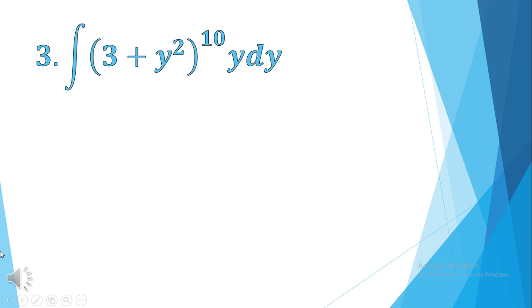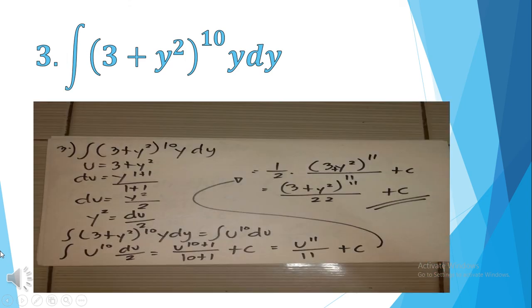Number 3. Integral of quantity 3 plus y squared to the power of 10 times y dy. First, we need to identify the u and the du. So our u is equal to 3 plus y squared, and our du is equal to 2y dy, so y dy is equal to du over 2. This du over 2 is also one half du. Next, the integral of quantity 3 plus y squared to the power of 10 y dy is equal to one half the integral of u to the power of 10 du.